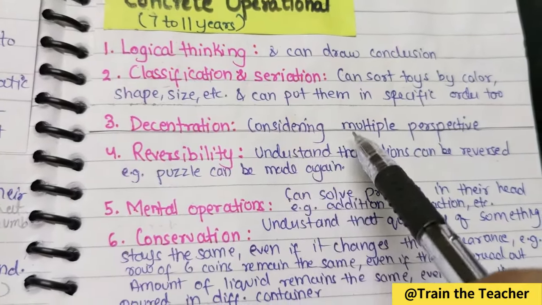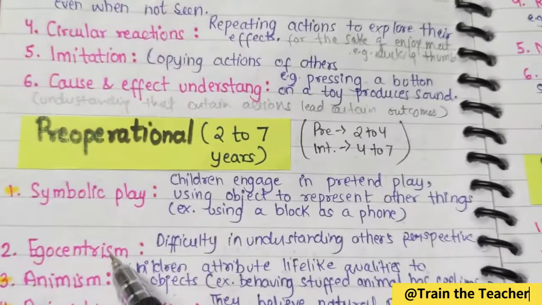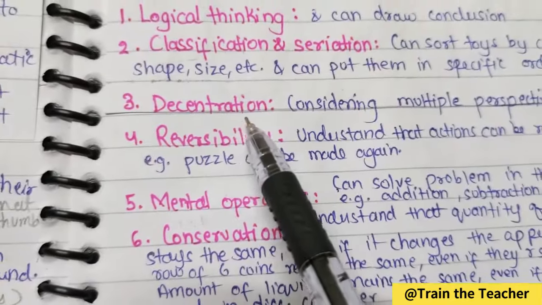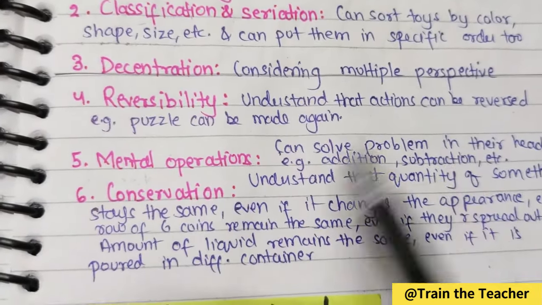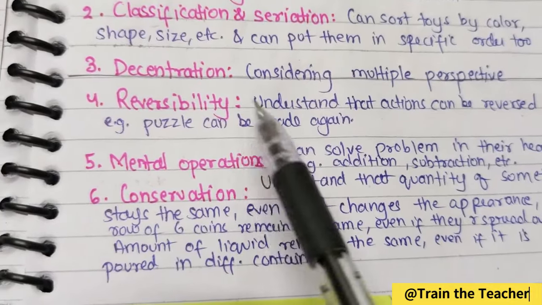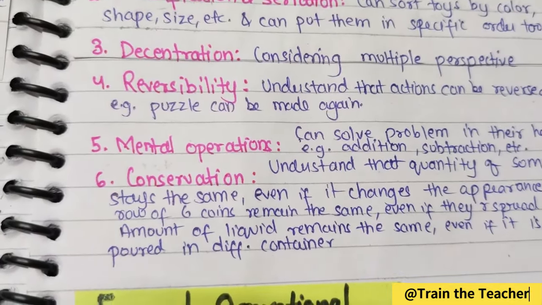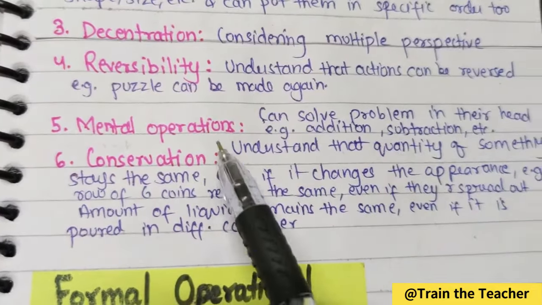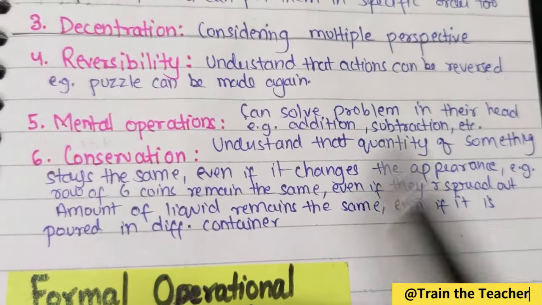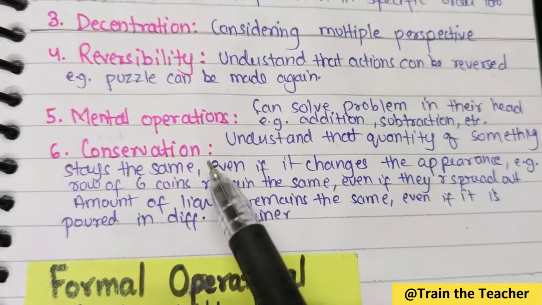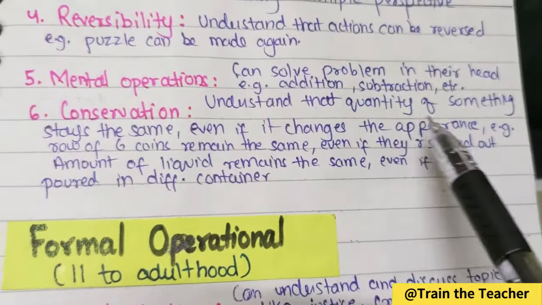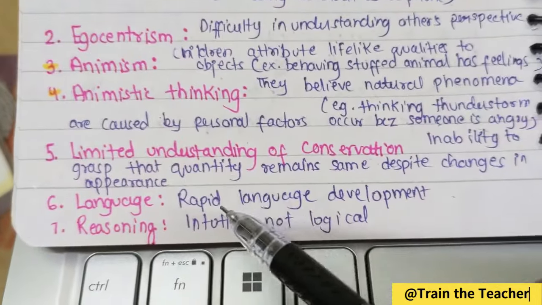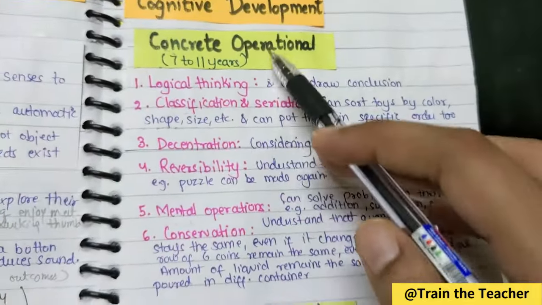Decentration, they can consider multiple perspective, जैसे कि यहाँ पे egocentrism था, यहाँ पे decentration है. Next is reversibility. They understand that actions can be reversed. For an example, puzzle can be made again. Reversibility का उनको समझ आता है. Mental operations, they can solve problems in their head like addition, subtraction. Conservation, understanding that quantity of something stays the same even if it changes the appearance, जैसे हमने यहाँ पे already बात करी है conservation की. So this was all about concrete operational.